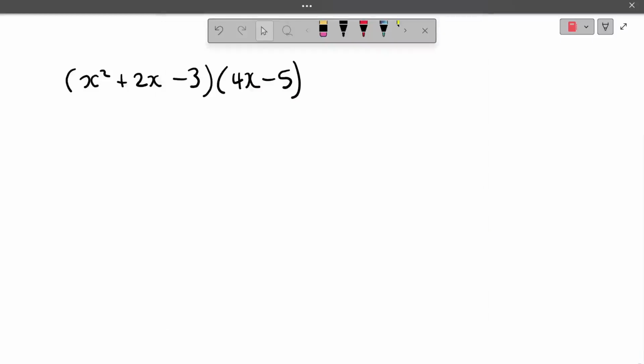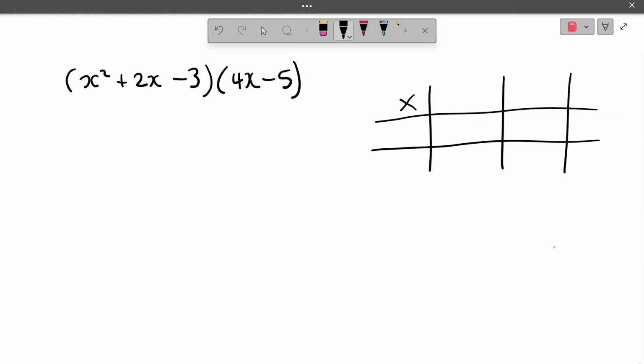So here we have something very similar, but now we have 3 bits in the first bracket and 2 bits in the second. So 1, 2, 3, and 1, 2. x squared, 2x, minus 3, and 4x, minus 5. Here, although I haven't written numbers, it's like doing 1 times 4, which is 4. x times x squared is x cubed.